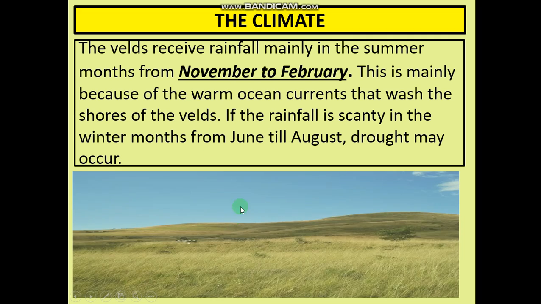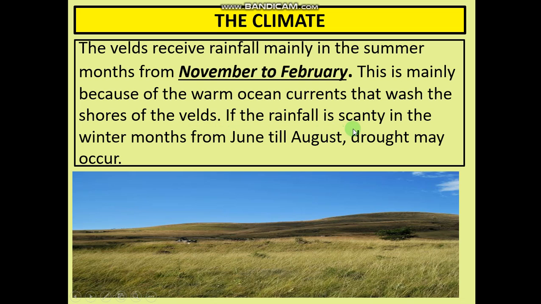The velds receive rainfall mainly in the summer months from November to February. This time is summer for them and winter for us, because we are living in the northern hemisphere and the velds are in the southern hemisphere. So it happens just opposite to the climate in our country. From November to February we have cold weather, and the people of Veld have the summer season. This is mainly because of the warm ocean currents that wash the shores of the velds.